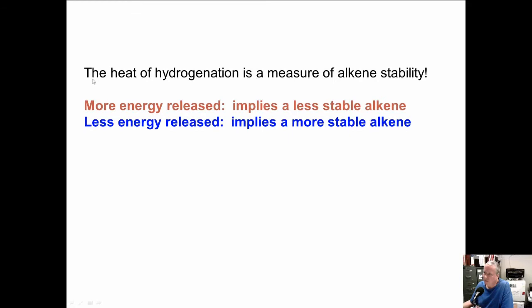That's pretty straightforward. The heat of hydrogenation is a measure of alkene stability. And we're going to see that some alkenes are more stable than others. More energy released is a less stable alkene. Less energy released implies a more stable alkene, right? So if you release a bunch of energy, that's not very stable. If you release very little energy, it's more stable, right? So let's look at a couple numbers.